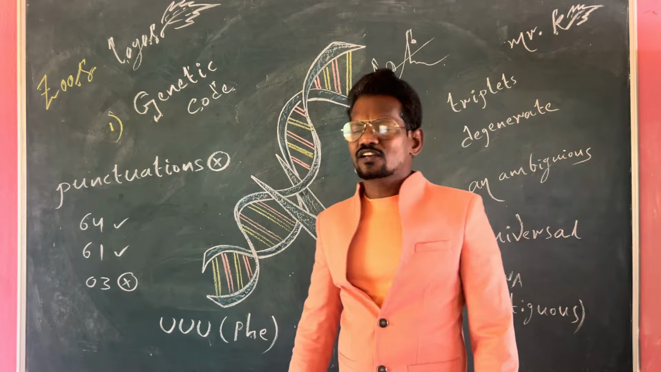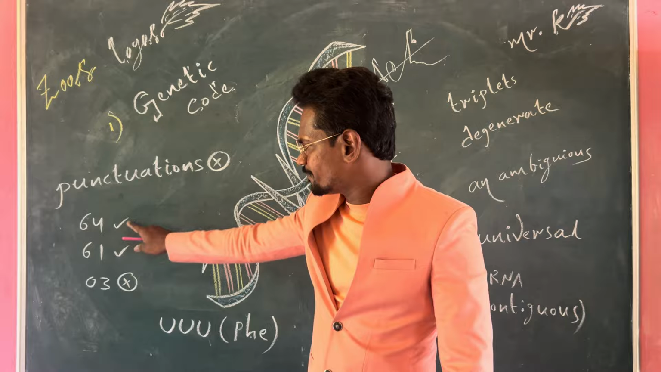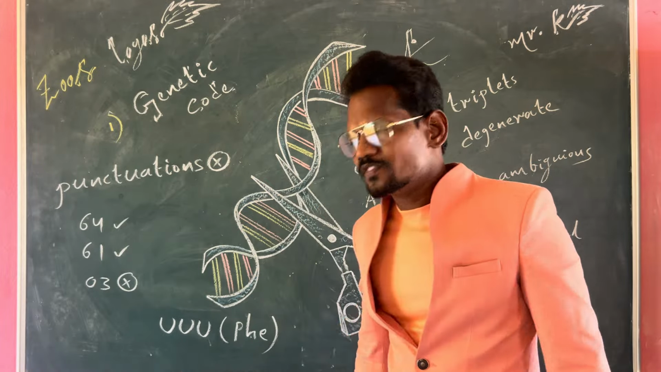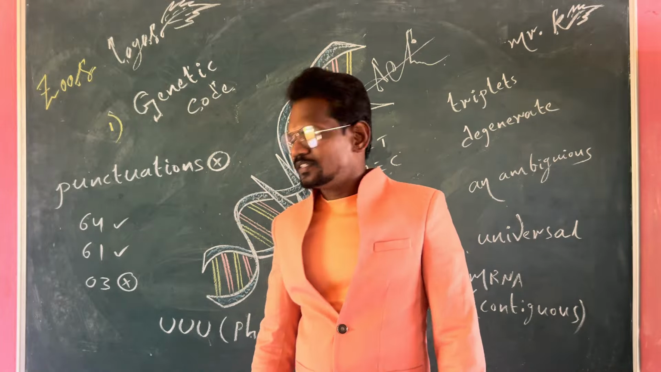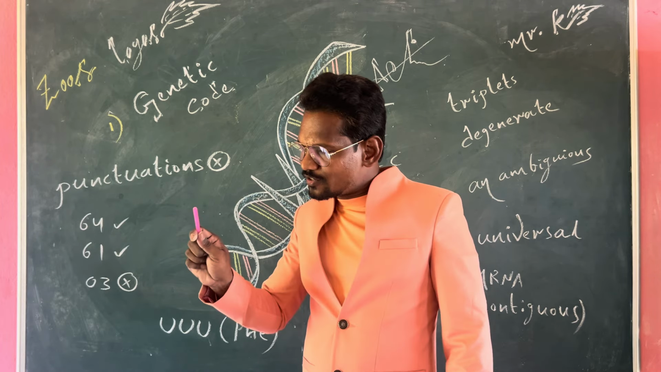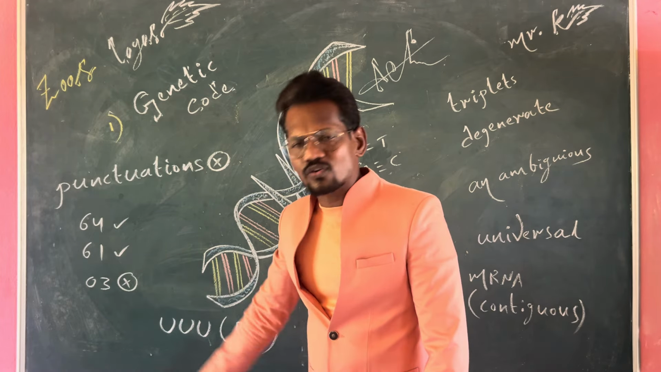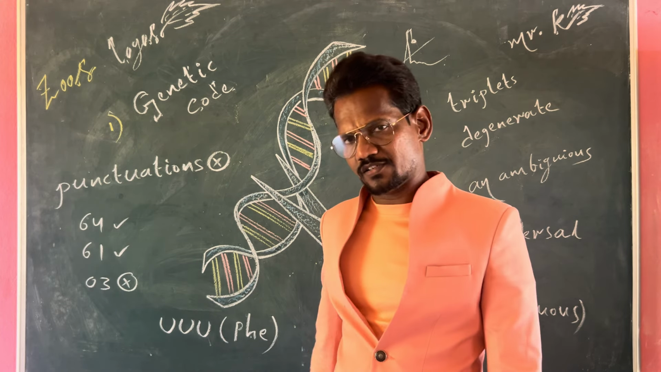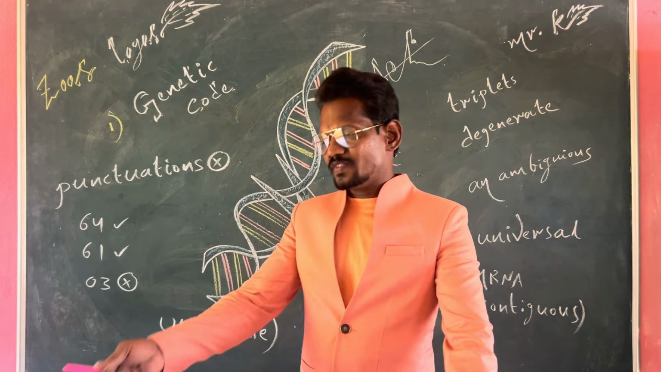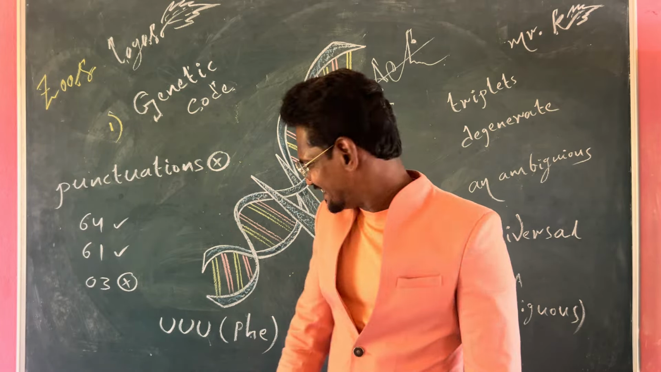We have a total of 20 amino acids. These 20 amino acids are coded by 64 codons, genetic code, 64 types. Among the 64 types, 61 types are active. They code the particular amino acid, but three codons never code any type of amino acids, because those 3 codons are known as stop codons. Only 61 codons are involved in the recognition or identification of a particular amino acid.